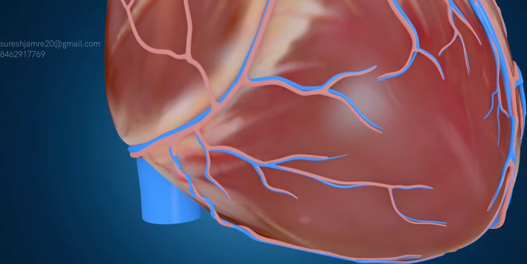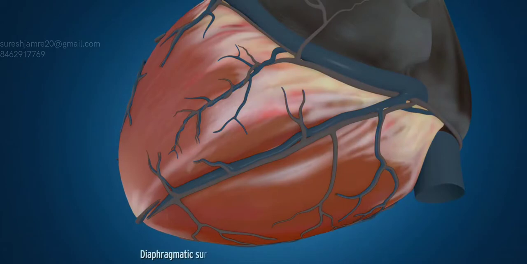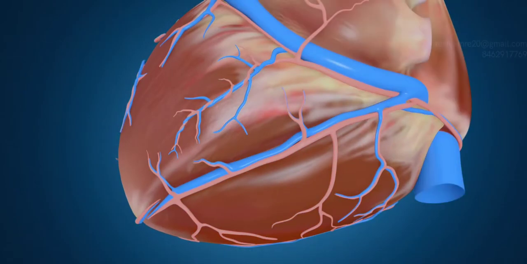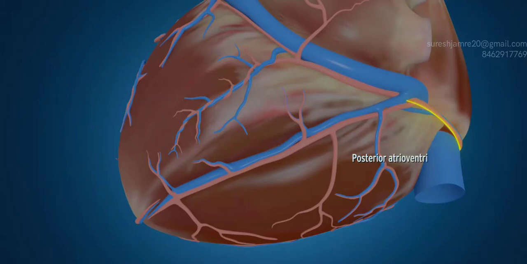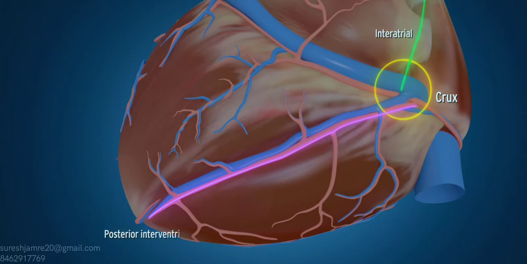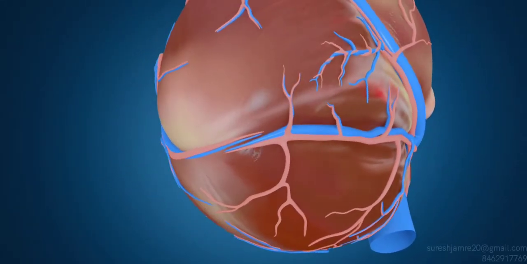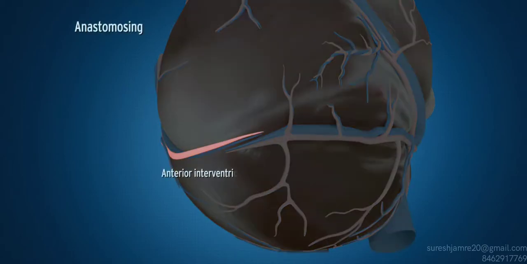It winds around the inferior border of the heart to reach the diaphragmatic surface of the heart. Here, it runs in the posterior atrioventricular groove up to the crux of the heart, which is the meeting point of interatrial, posterior interventricular, and posterior part of the atrioventricular grooves, where it terminates by anastomosing with the anterior interventricular branch of the left coronary artery.